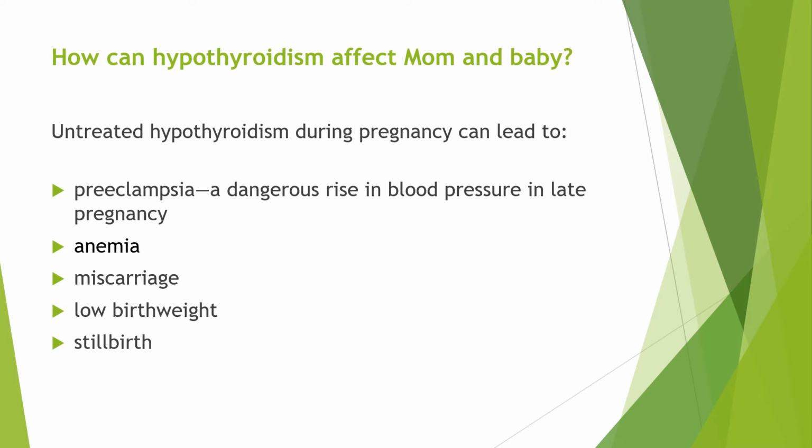How can hypothyroidism affect the mom and baby? Untreated hypothyroidism during pregnancy can lead to a variety of hormonal complications for the pregnant mom: preeclampsia, a dangerous rise in blood pressure late in pregnancy, anemia, miscarriage, low birth weight, or stillbirth. I've seen hypothyroidism affect the mom and the baby, commonly leading to a miscarriage.